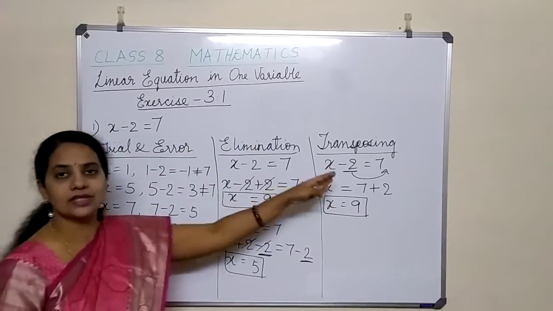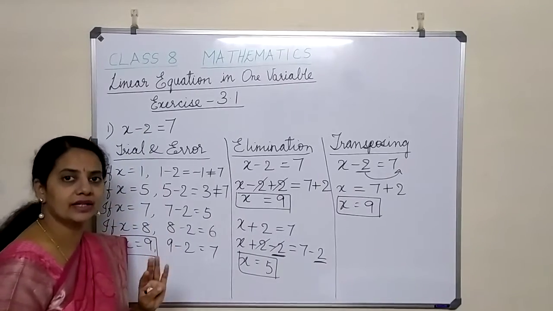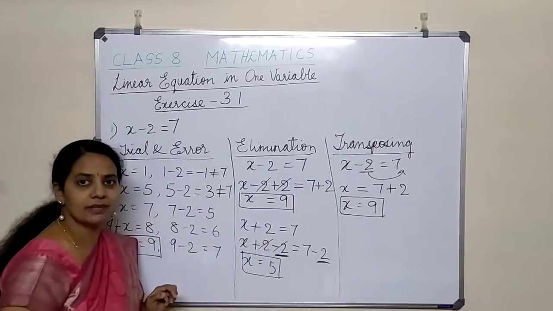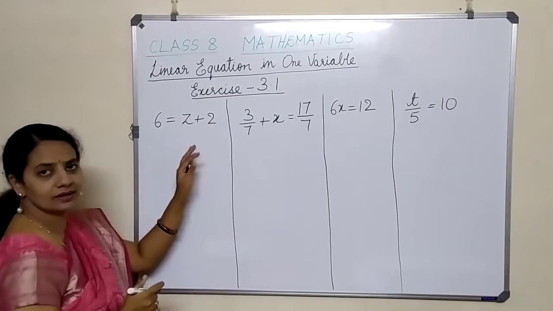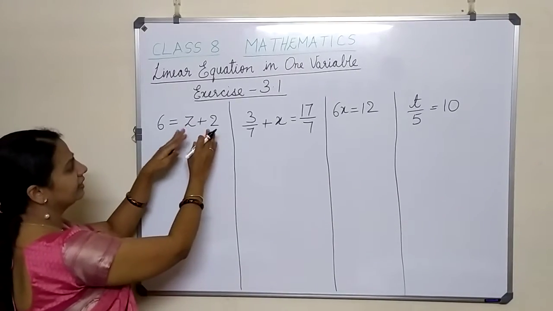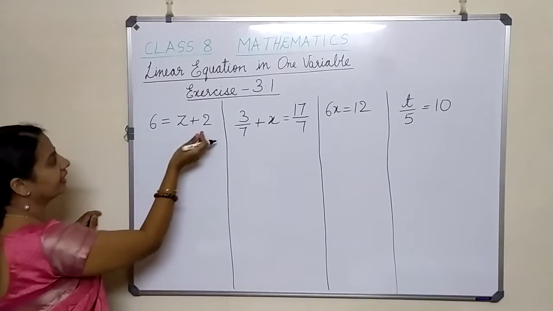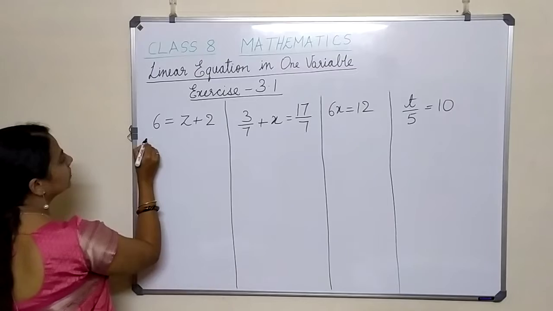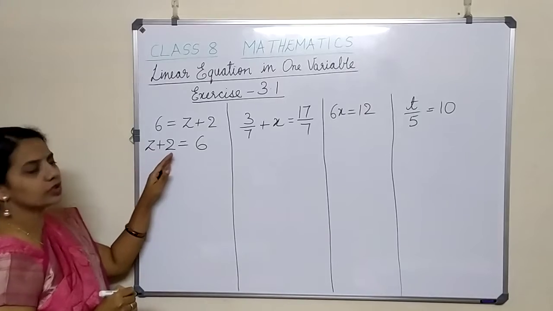So these are the three methods of solving an equation. The trial and error method is a very tedious method. I don't suggest this for you. Either you can use the elimination method or the transposing method. For example, in the same exercise, some more examples I've taken. 6 equals z plus 2. For my convenience, I will take the expression which has the variable to the left hand side. If I interchange this LHS and RHS, it won't change the value. It will be the same. So I can write this equation as z plus 2 equals 6.